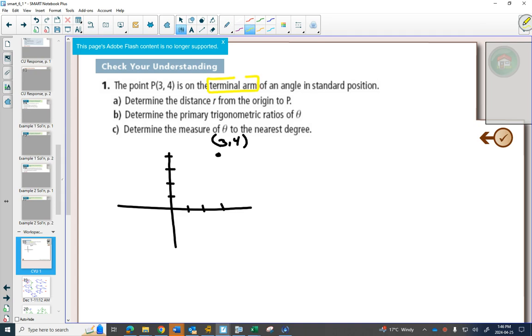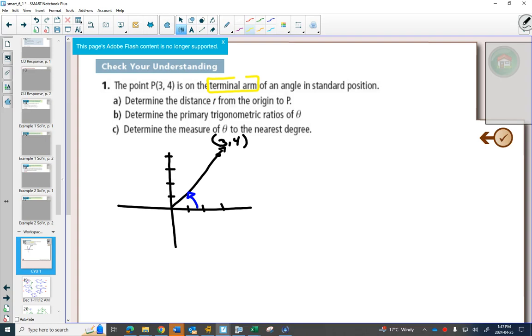So an angle in standard position starts on the positive x-axis, and we say that it ends at the terminal arm. Terminal is another word for end. So here's our angle in standard position, starting here, going this direction. And it goes through the point 3, 4.